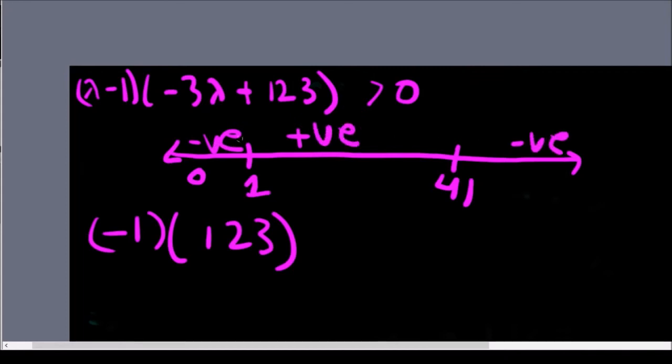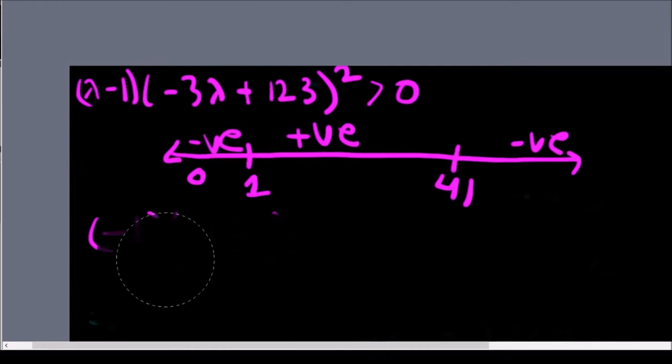We just alternate it because it has odd powers. If you had an even power, you wouldn't have alternated it. There will be a different method for it. But in general, this is how you solve a quadratic inequality. This is like a shortcut method for solving it.